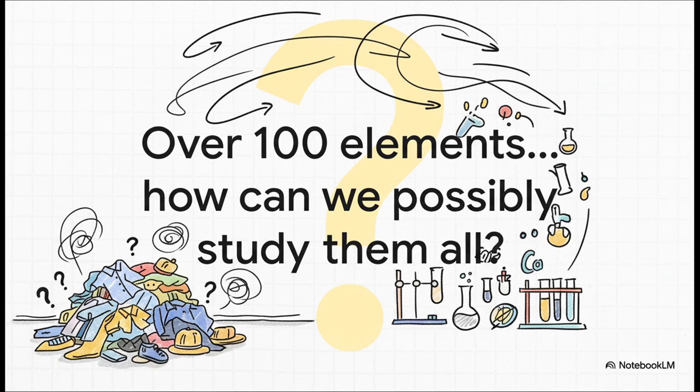Okay, just imagine this for a second. Imagine your room is full of clothes just thrown everywhere, shirts, pants, socks, a total mess, right? How would you find your favorite t-shirt? It'd be impossible. Well, that's kind of what chemistry was like back in the 1800s. Scientists had discovered over 100 elements, and the list was just a chaotic jumble. No order, no system. How could anyone possibly make sense of all that?